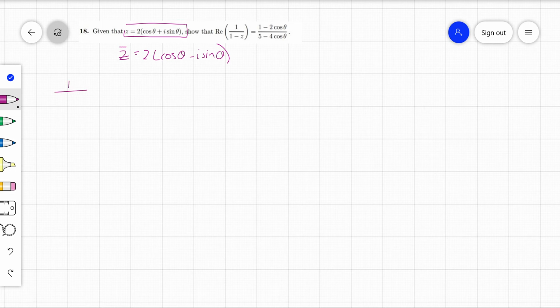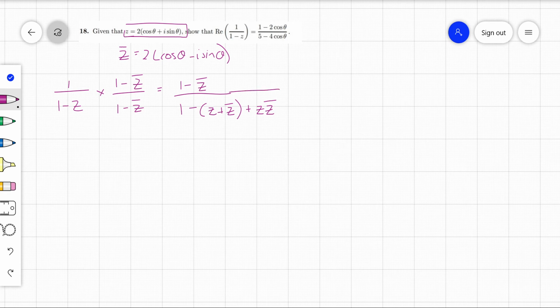And what would I times it by? If I times both top and bottom by 1 minus z bar, or the conjugate of z, on the top we just get our 1 minus z bar. On the bottom, you're going to get 1 times 1, a minus z and a minus z bar, and then minus minus is positive, z times z bar, which we know is real.